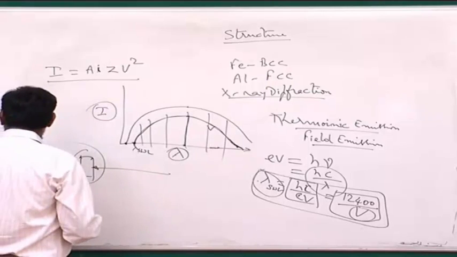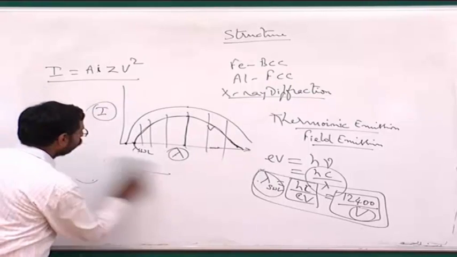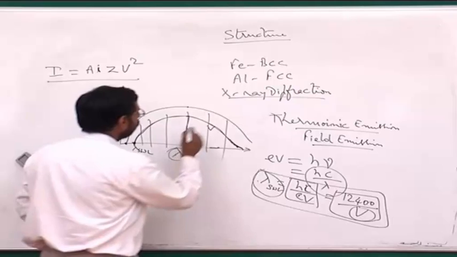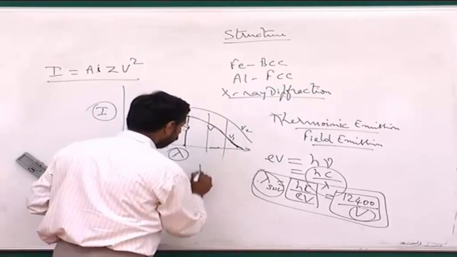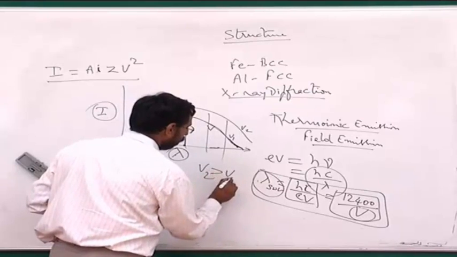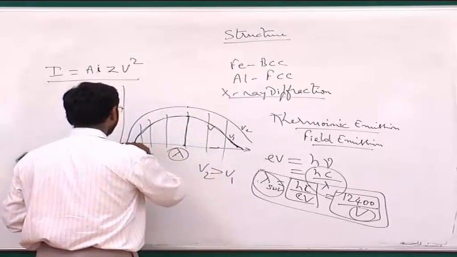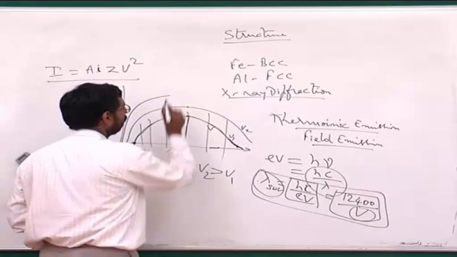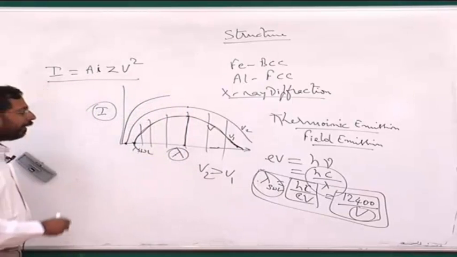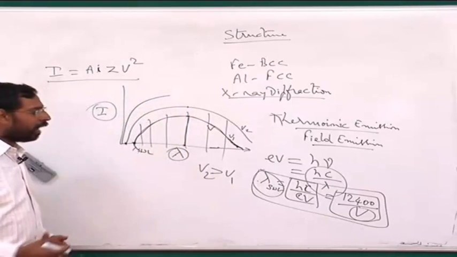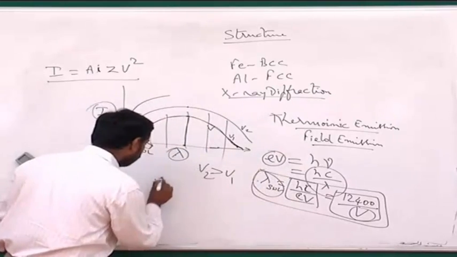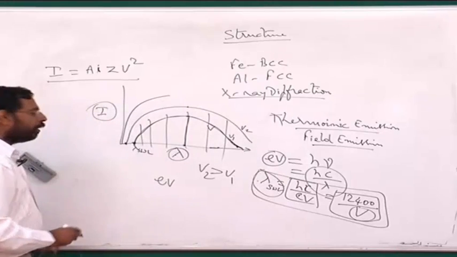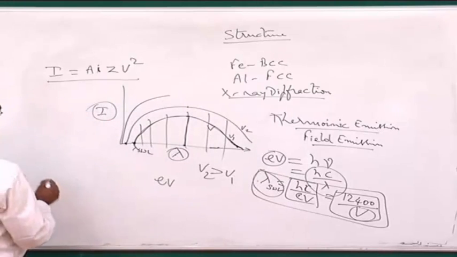Now what happens if I keep on increasing the voltage? This is for, let us say, V1. This is for V2, where V2 is greater than V1. Now, if I increase it further to what is called V3, you see that when the voltage is being increased to some level, the energy associated with that voltage, the eV, may be sufficient to knock off an electron from a certain shell.